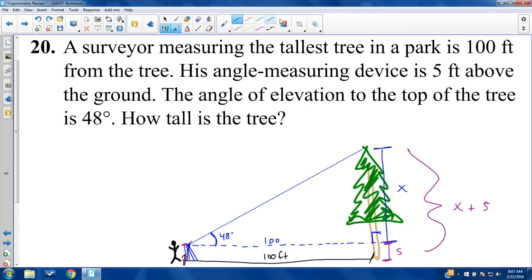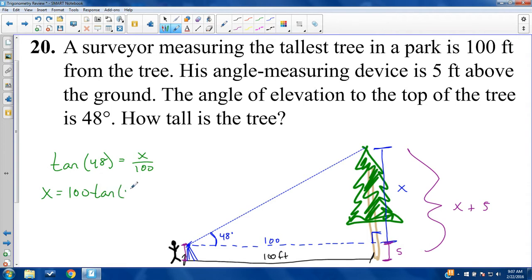So my drawing setup is like that. My trig setup is here's 48. I'm looking for the side opposite 48, and I know the leg adjacent to 48, so I'll be using tangent. So if I take the tangent of 48, I'll be getting x over 100. Therefore, x equals 100 times the tangent of 48.